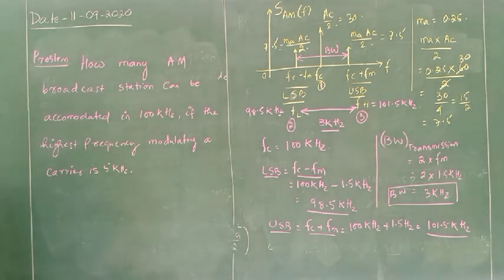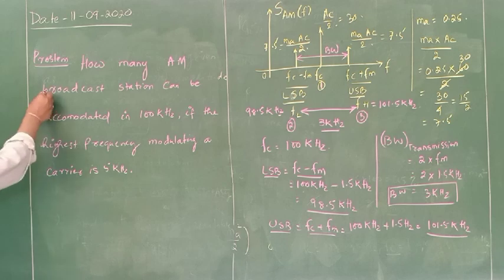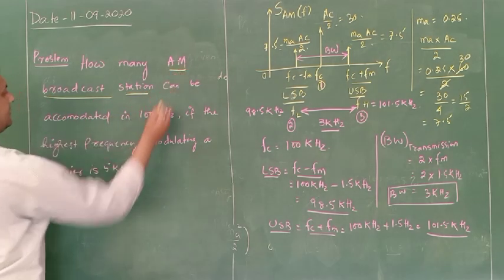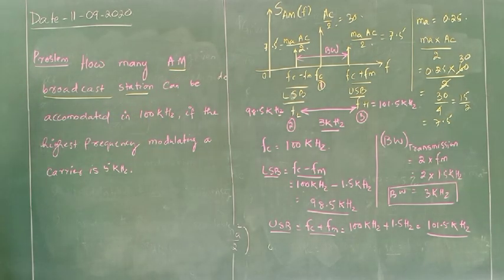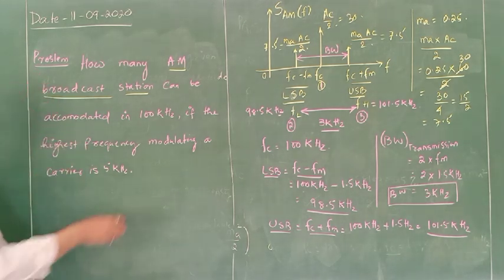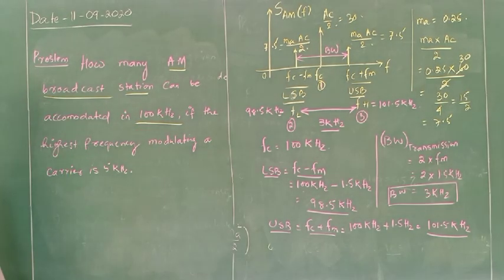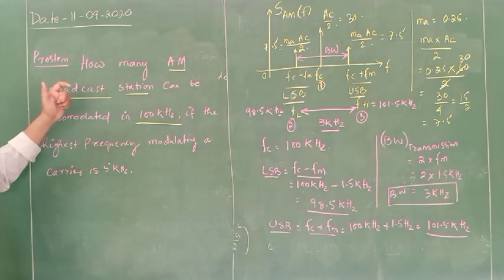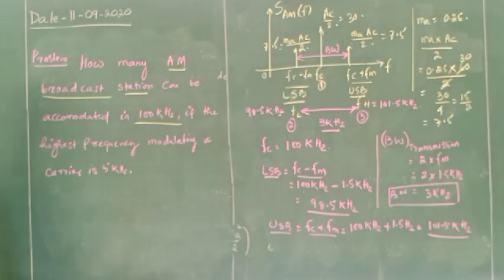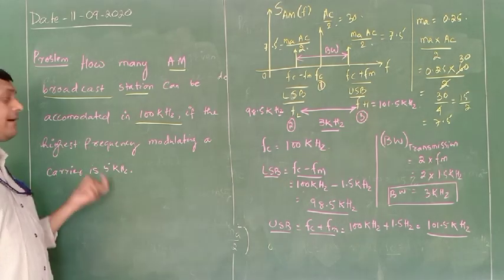The number of broadcast stations. Number of AM broadcast stations. And here, a hint is given that the AM broadcast station is operating in 100 kilohertz. That means this is the total bandwidth provided. And in that bandwidth, the highest modulating frequency is available as 5 kilohertz.